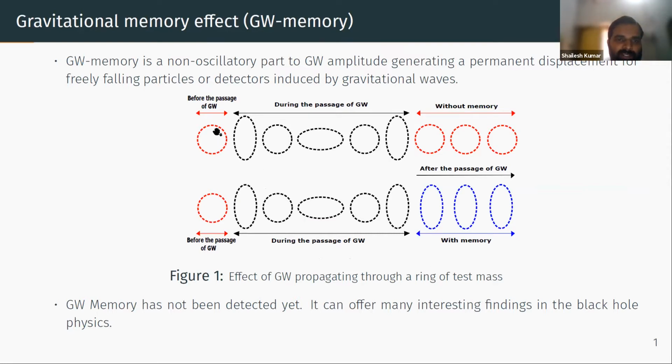Here, if you look at the picture, we have a ring of test masses, and there are two possible scenarios: when the gravitational wave is not carrying memory and when it is carrying memory. In the first case, there is no relative change in the orientation of the ring of test masses before and after the passage of the gravitational wave. Whereas in the second case, when the gravitational wave does carry memory, there is a permanent relative change in the orientation of the ring of test masses before and after the passage of the gravitational wave.